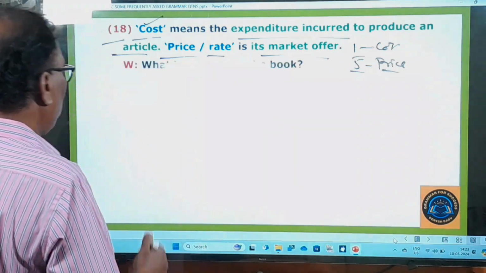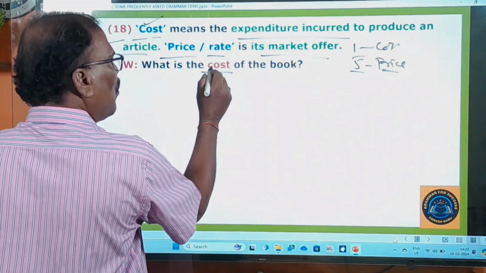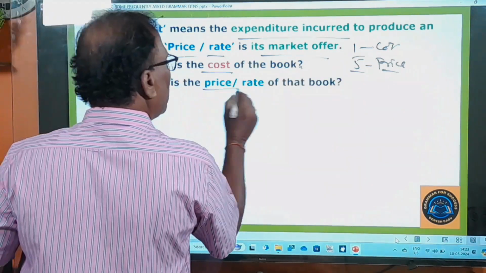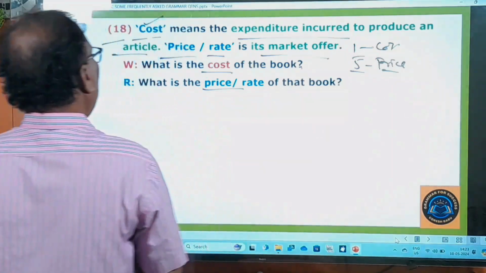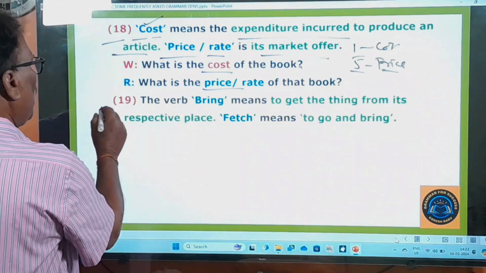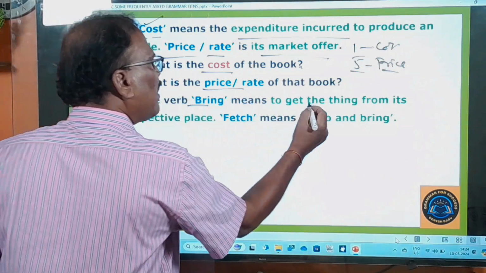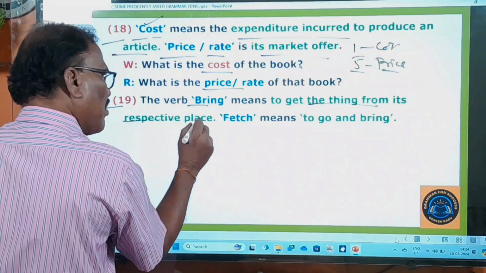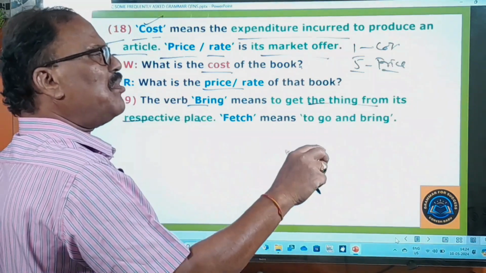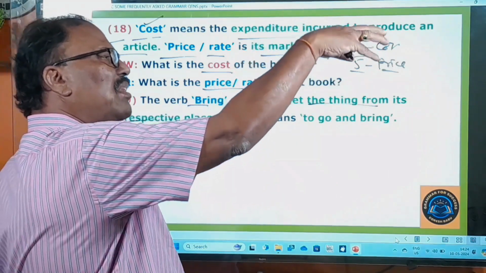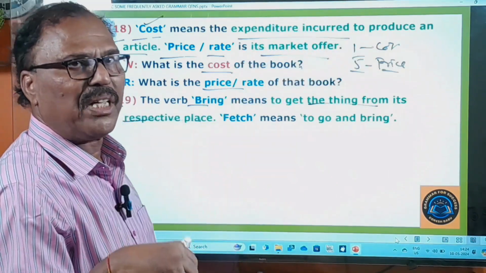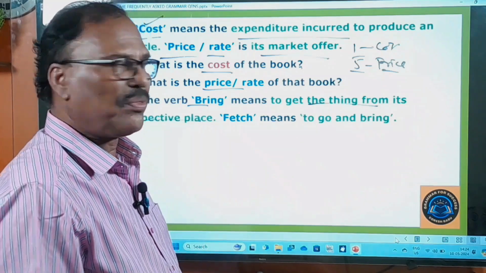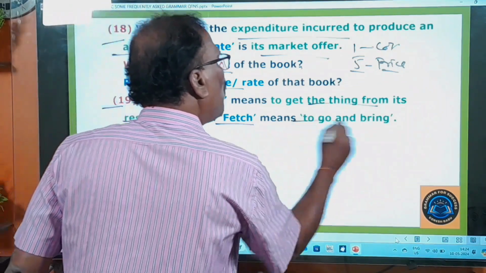Okay, hope you have understood this. What is the cost of the book? No, you have to say what is the price or rate of that book. That's right. And 19th rule is there. The verb bring means to get the thing from its respective place. Okay, bring means ఒక వస్తువును అది ఉన్న దగ్గర నుంచి తీసుకురావడాన్ని, that's called bring, తెచ్చు, తీసుకువచ్చు. ఓకే, but fetch means to go and bring.